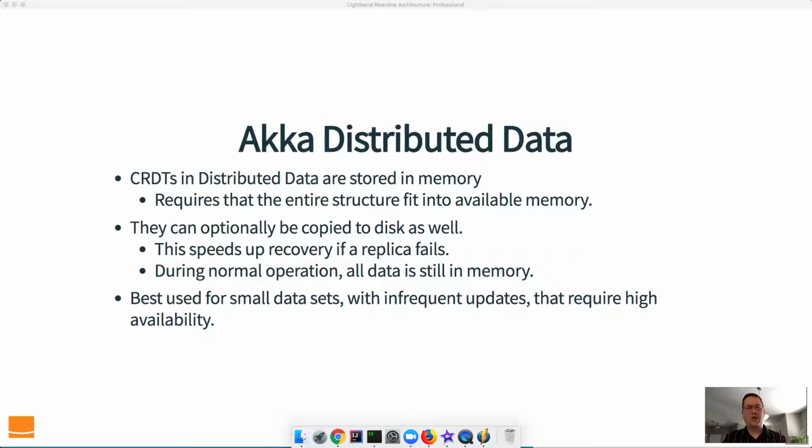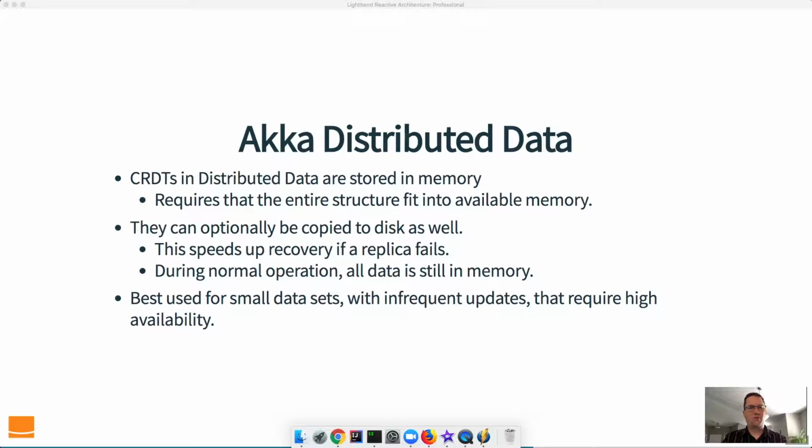So it's going to copy that state from one of the other replicas. In order to speed things up, instead what we can do is periodically persist the state to disk, so that in the event that a replica fails, we can read that persisted state off of disk and rebuild the CRDTs. But the important distinction here is that during normal operation, all data is still in memory. This isn't the kind of situation where you would store some of the data on disk and some of the data in memory, and when you need something that isn't in memory, you go to disk. That's not what we're doing here. Everything is always stored in memory, and the only reason for putting stuff on disk is so that we have a more rapid recovery.